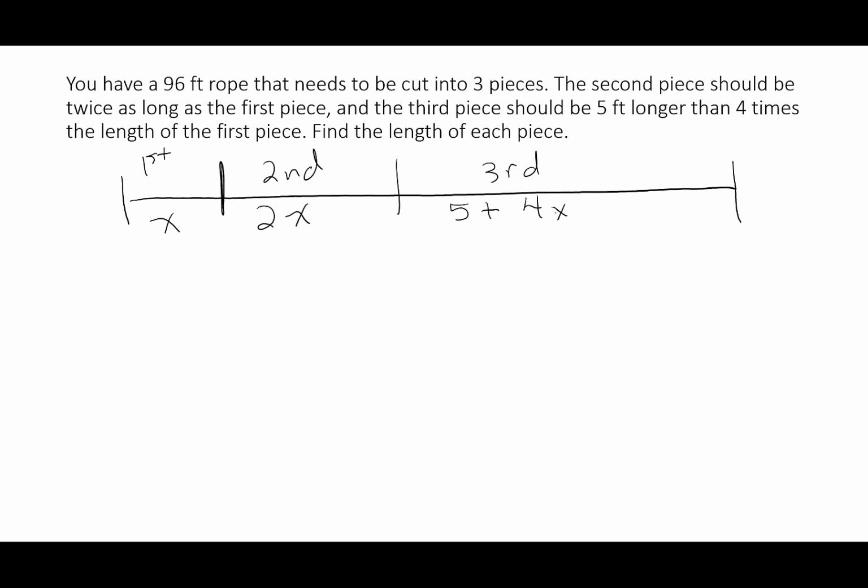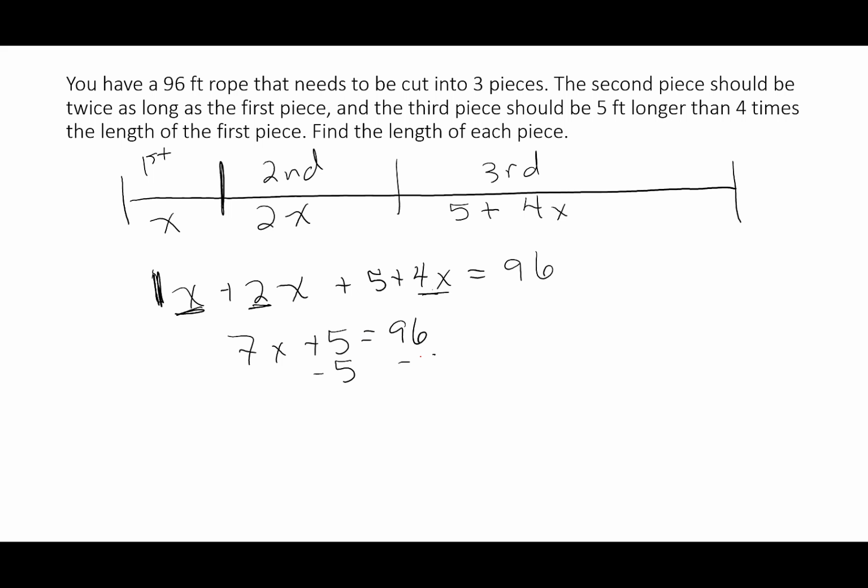So I have my first, second, and third. And I know when I add that up, x plus 2x plus 5 plus 4x, that's supposed to be 96. This first x represents 1x. So I have 1 plus 2 plus 4. So 4, 5, 6, 7. So I have 7 x's plus 5 should be 96.